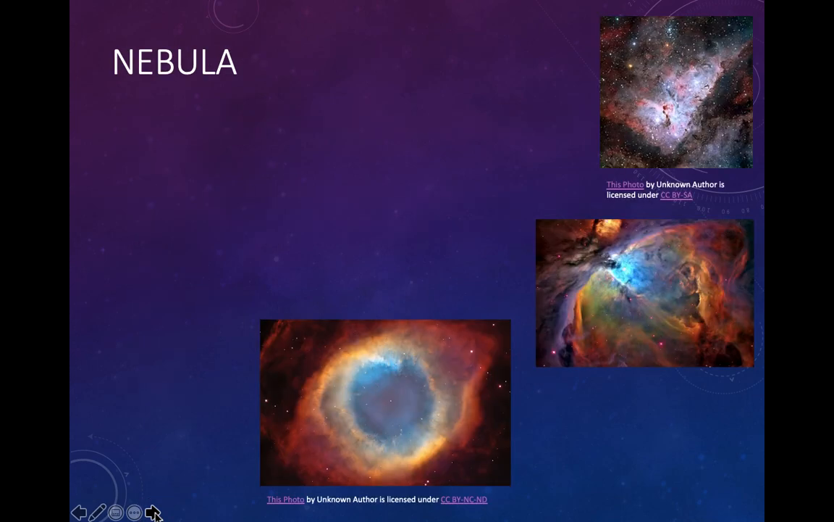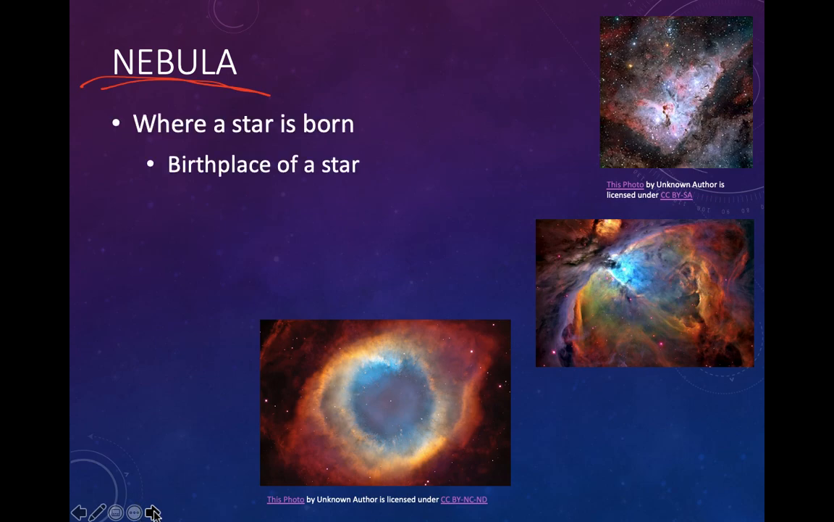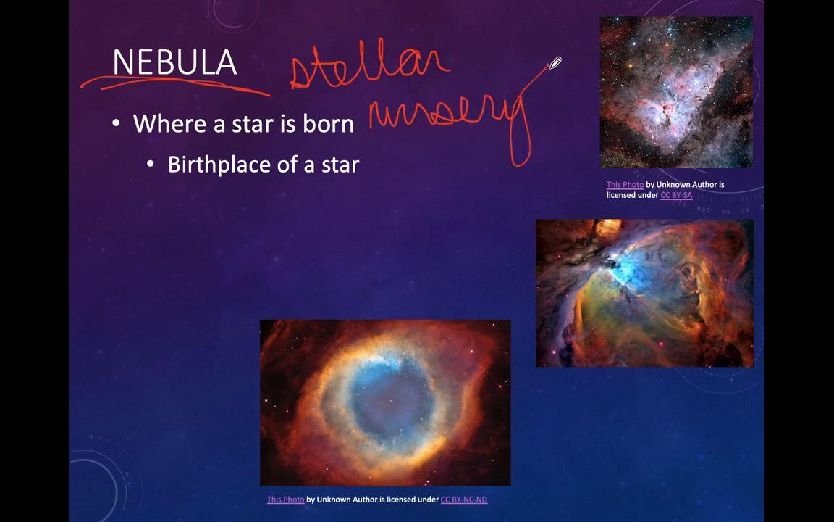But before we get into that, there is this one vocabulary word that we all have to learn, and it's nebula. A nebula is just where a star is born. It's the birthplace of a star. You might hear it referred to as a stellar nursery. Let's see if I can spell that out. Stellar nursery. Okay, that's funny. That's close enough to nursery.